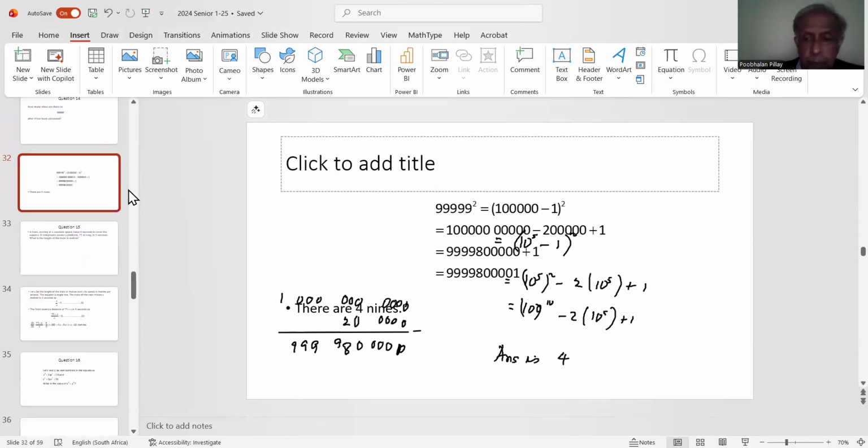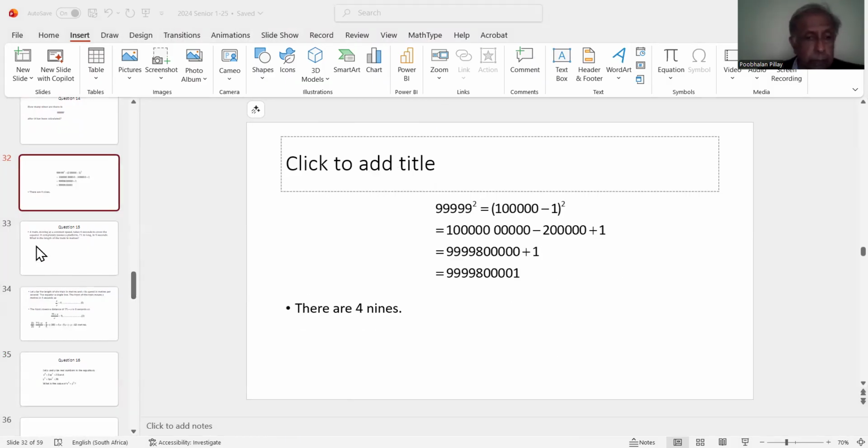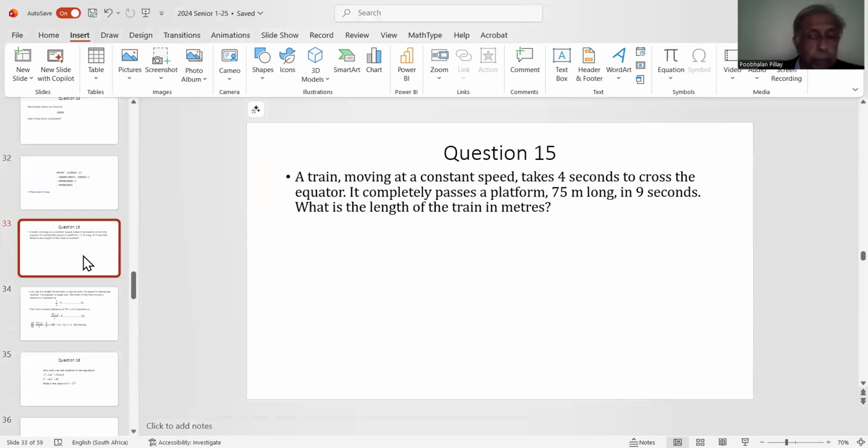Let's just check this one. Yeah, it's the same thing. So we got 4 nines. All right. Let's go to question 15. So what does question 15 say?